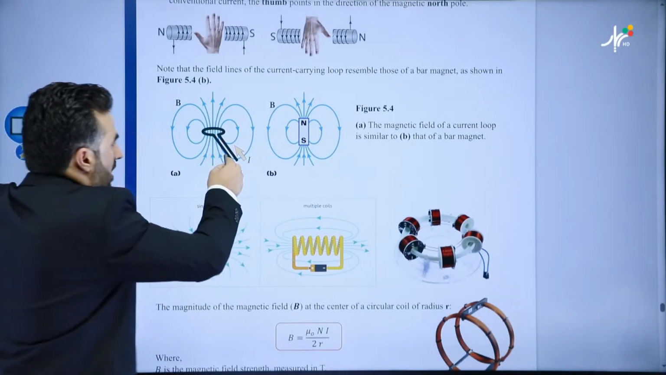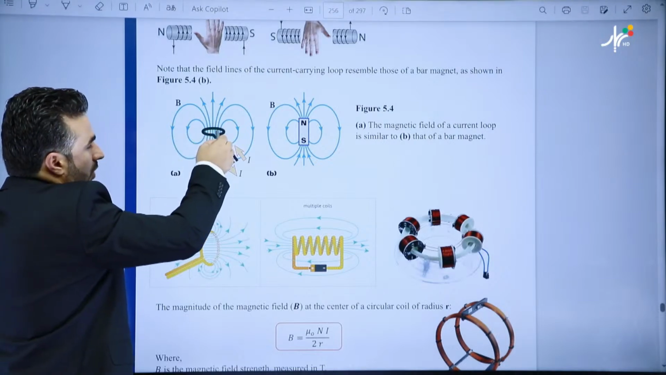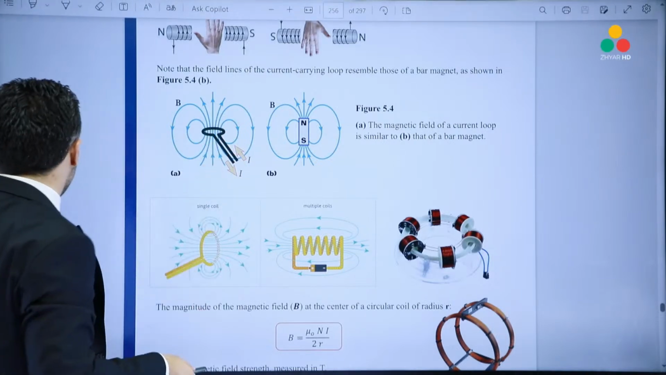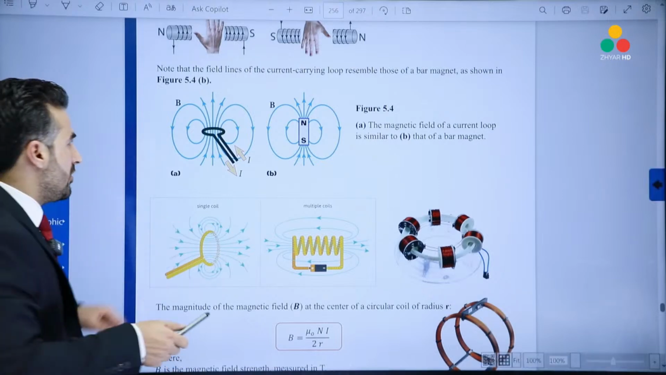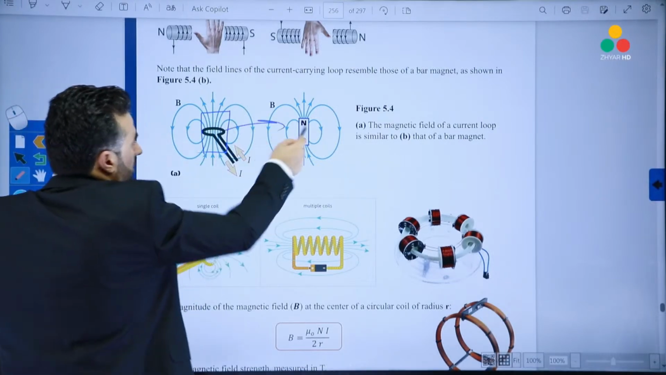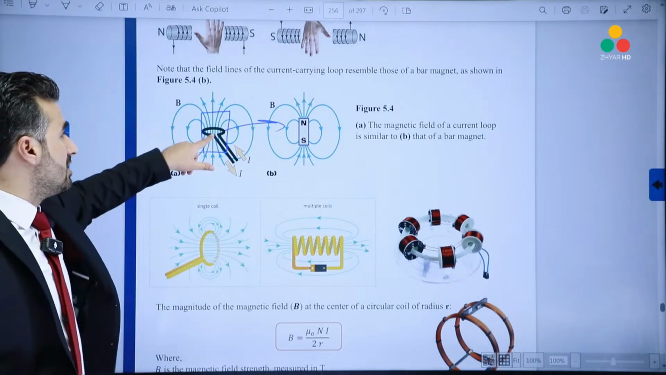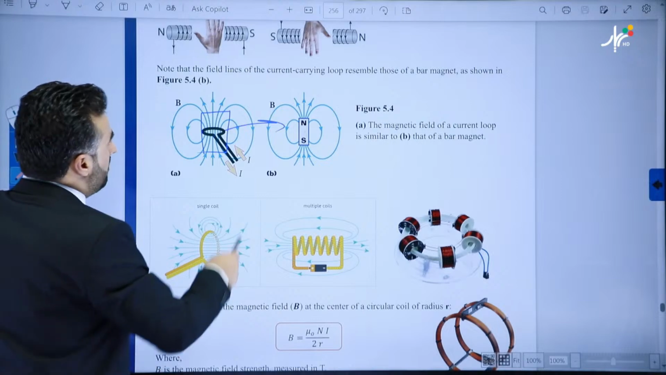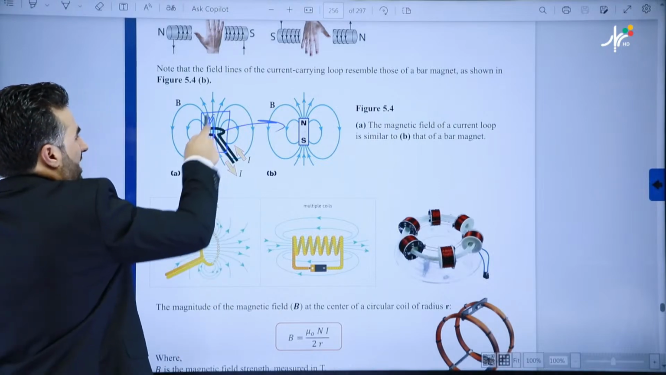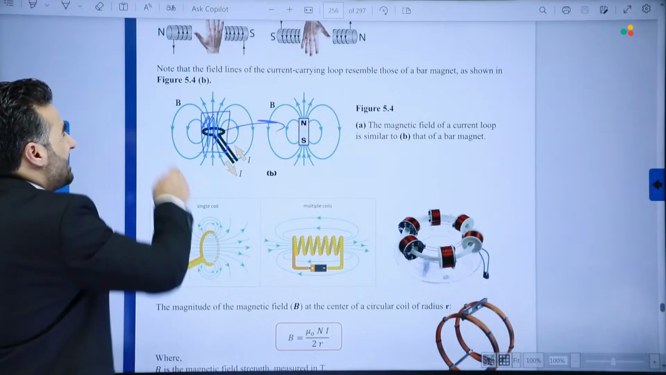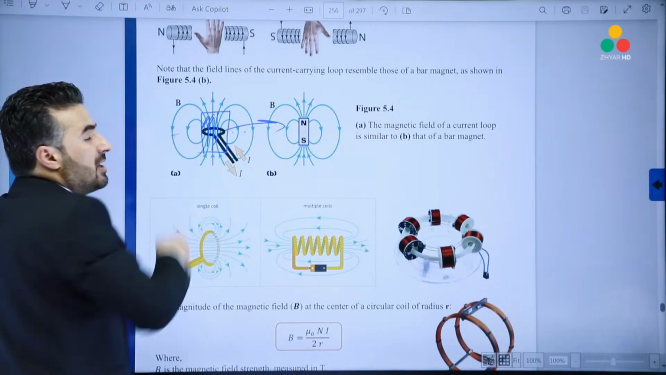So take a look at the magnetic field around the wire, or around the coil. Each one of these magnetic field lines is going to be combined together to form something exactly like the magnetic field lines of a bar magnet. Of course, the more turns you add, the stronger the magnetic field will be. And you can see here inside the coil, the magnetic field lines are almost parallel to one another, so of course stronger than the field lines outside the coil here.